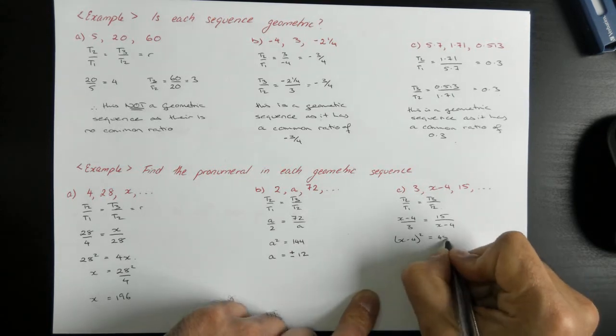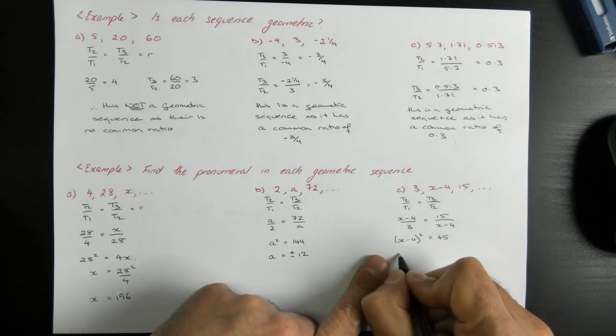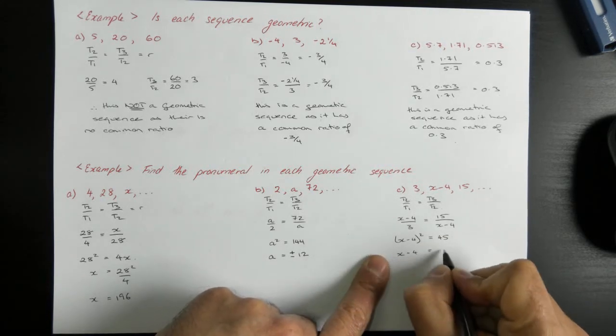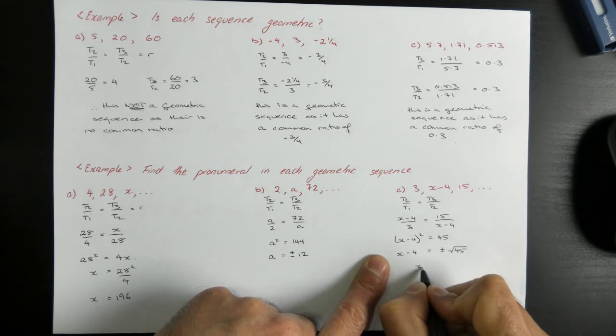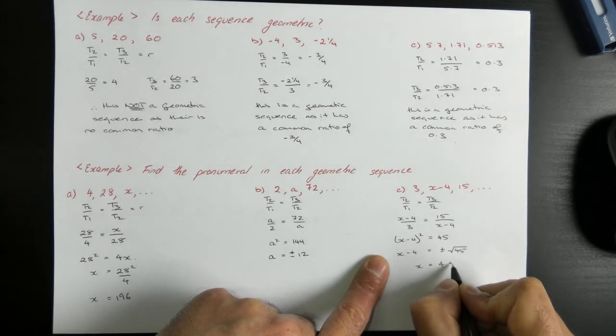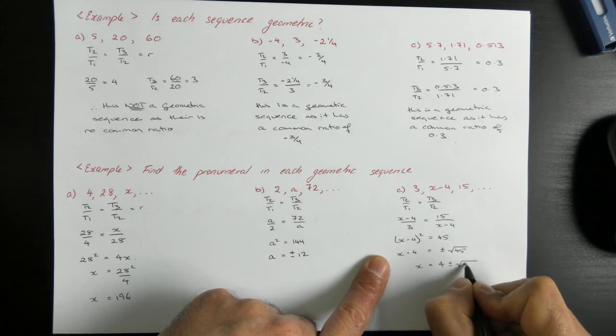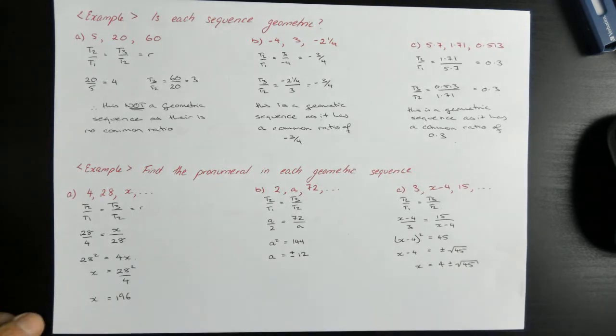Beautiful. To get rid of the square, we take the square root, so that's going to be plus or minus the square root of 45. So x is equal to 4 plus or minus the square root of 45.